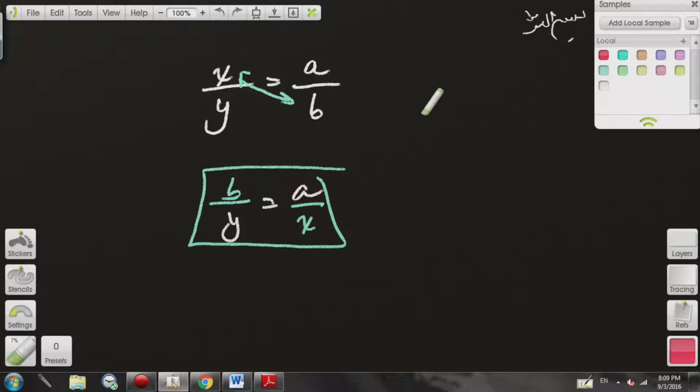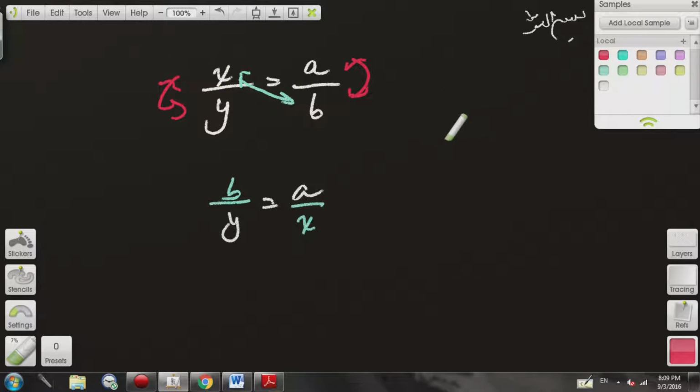And the other thing you can do is you can switch the whole fraction. So you can flip the whole thing, both sides. You can't just do one side. So it becomes y over x equals b over a. You can do that. Now, why is this important?